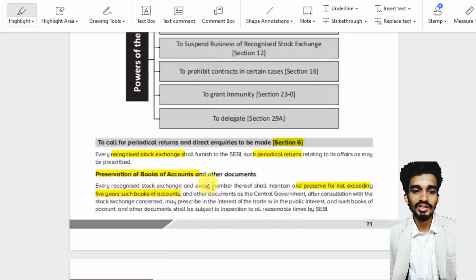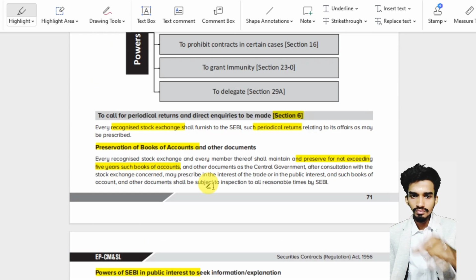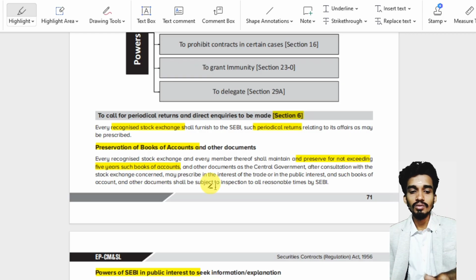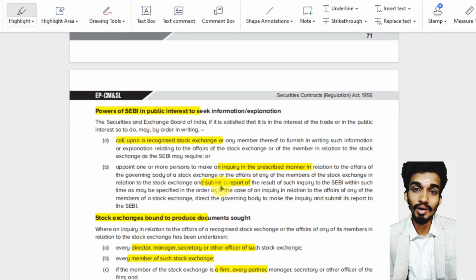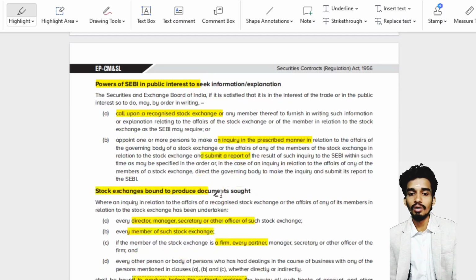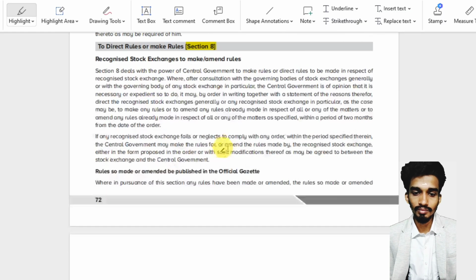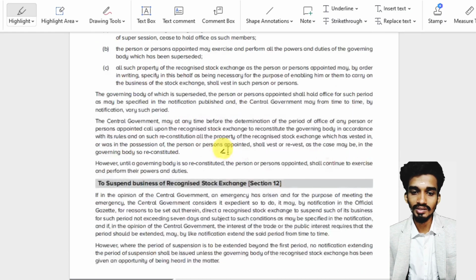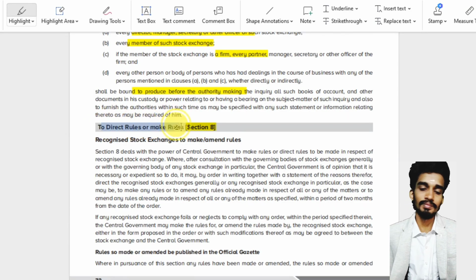Okay, so section 6 talks about your periodical returns and what powers the stock exchanges and SEBI have, and the stock exchange is bound to produce the documents. Okay, so section 8 here. Section 9 comes in the later part. So let's see the section 8 part, which is here to direct rules or make rules.